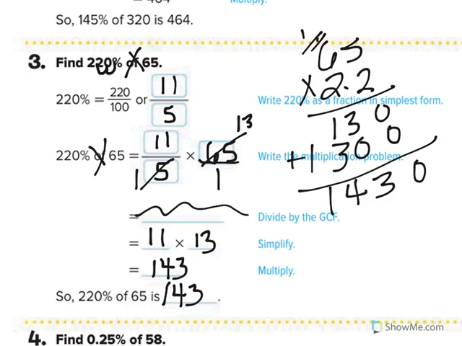Now count your decimal places. I have 0 decimal places in this factor, 1 in this factor, so I'll have 1 in my product. So my decimal point will be right there, which is a whole number of 143. So 220% of 65 is 143.